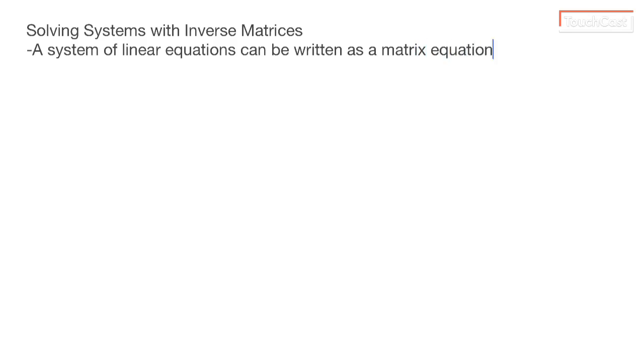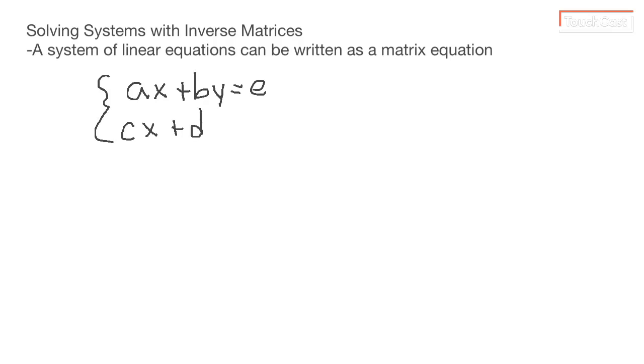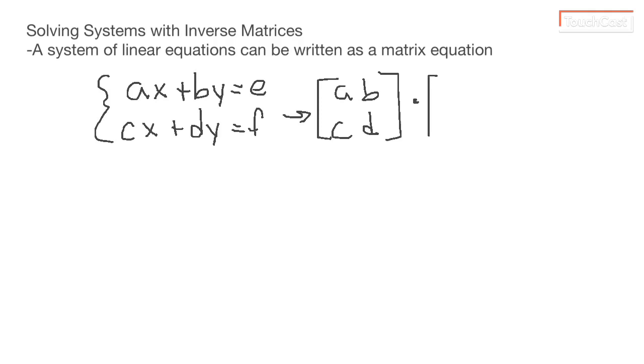For example, if we have the system of equations ax plus by equals e and cx plus dy equals f, in matrix equation form this can be written as a coefficient matrix A, B, C, D that we multiply by a column matrix X, Y and set equal to another column matrix E, F.